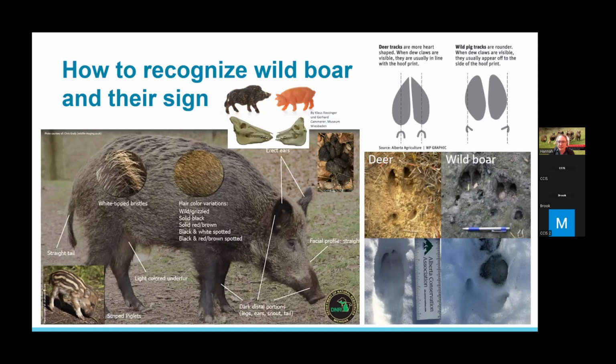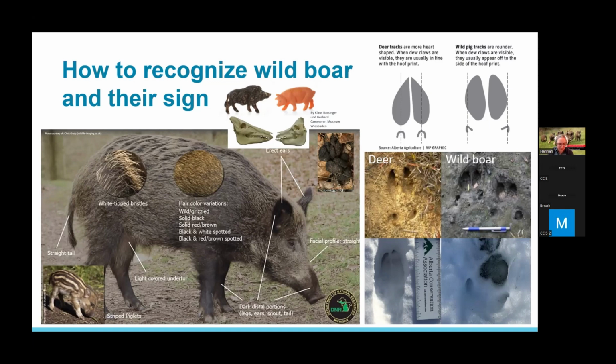In terms of their sign, their tracks are really similar to deer tracks. But if the hoof print isn't really clear or the snow has been melted a bit or whatever, it can be difficult to distinguish between the two. So often the tracks may not be really conclusive evidence of wild boar. And similarly with scat, their scat can be very variable because they're omnivores.